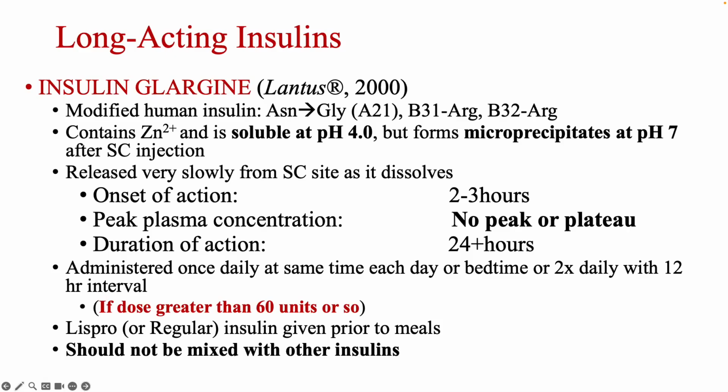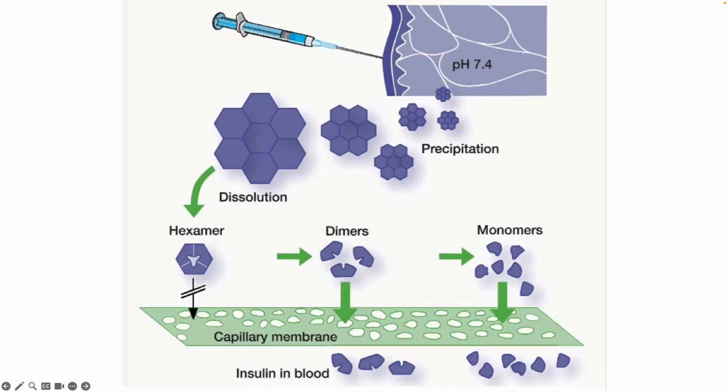But the same thing kind of happens here. If you inject more than 60 units, then the volume increases at a greater rate than the surface area for absorption. So it starts throwing it off. So what we do in clinic is once you get past 60 units, you split the long-acting into twice daily, so 30 units twice a day, rather than 60 units once a day. I hope that makes sense.